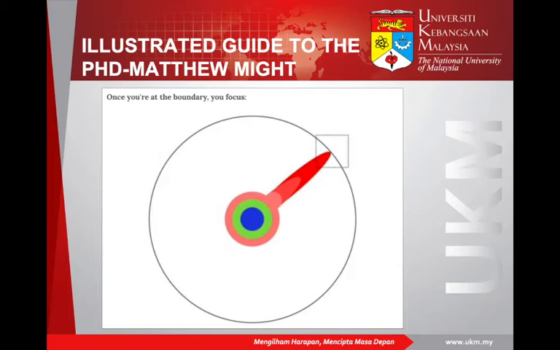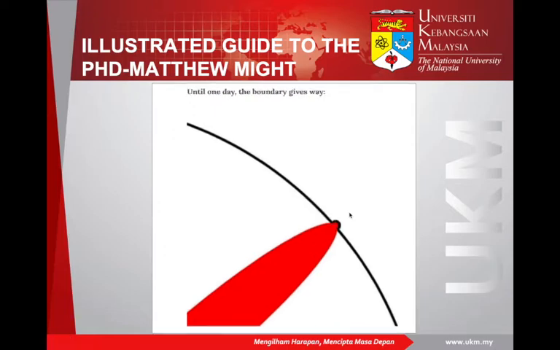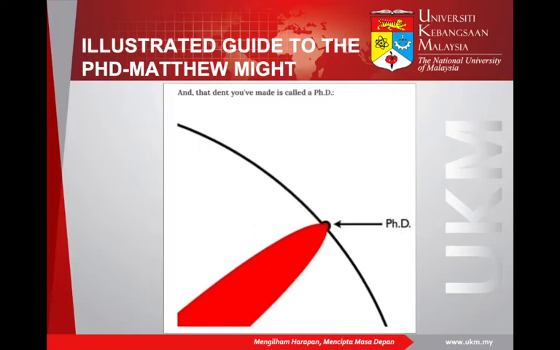Once you are at this boundary, you focus. You push at the boundary for a few years, probably 3 or 4 years. You push hard on the boundary until one day the boundary gives way. So you have made this small dent on the circle of human knowledge. And that dent that you have made is called a PhD.